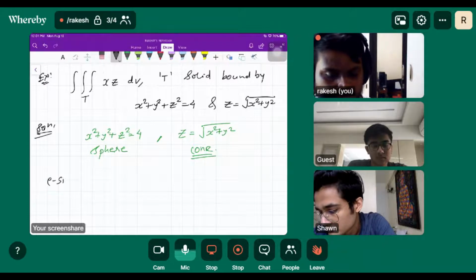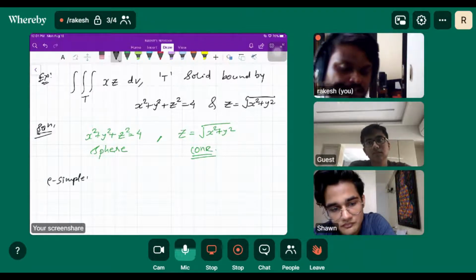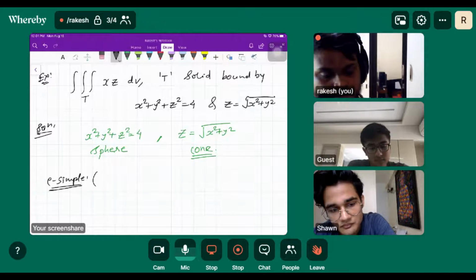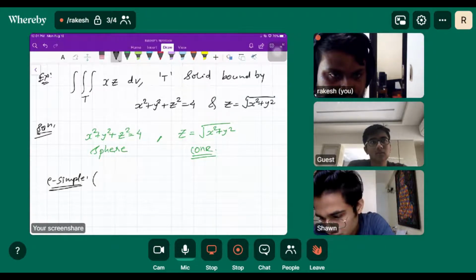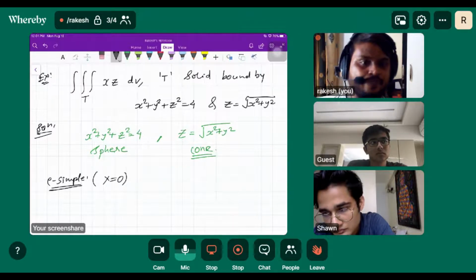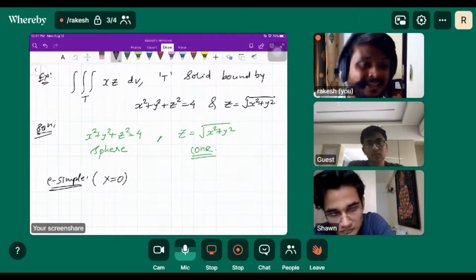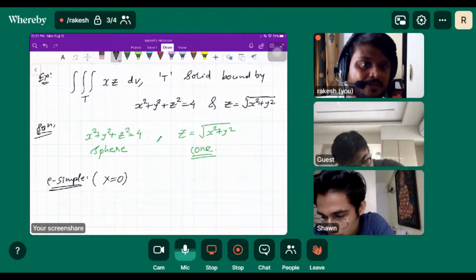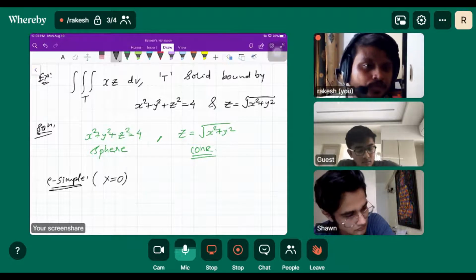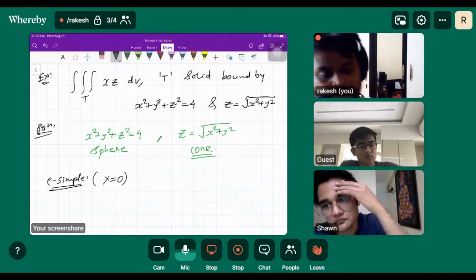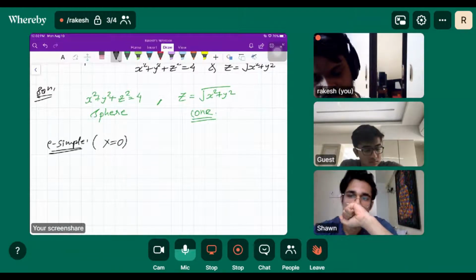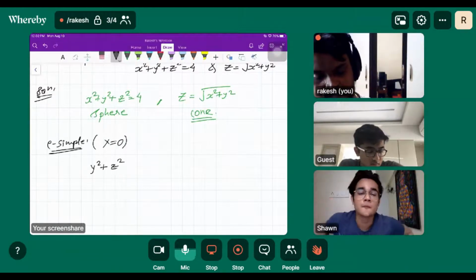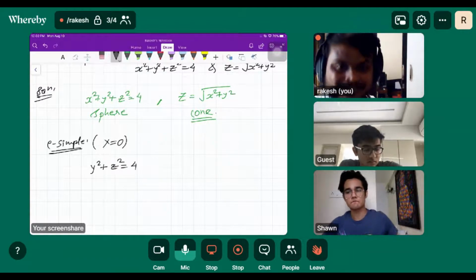We have to solve for rho simple first. Okay, for rho simple, what variable has to be put 0? X. So x is equal to 0. Once you understand the concept, understand the process also. Learn the process also, because that's useful. So when we put x is equal to 0, the equation becomes y square plus z square is equal to 4, right? That's a sphere.